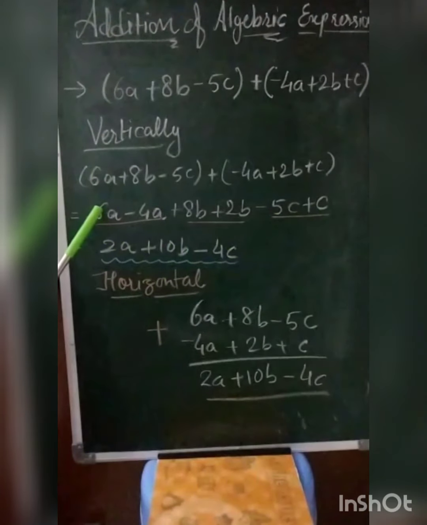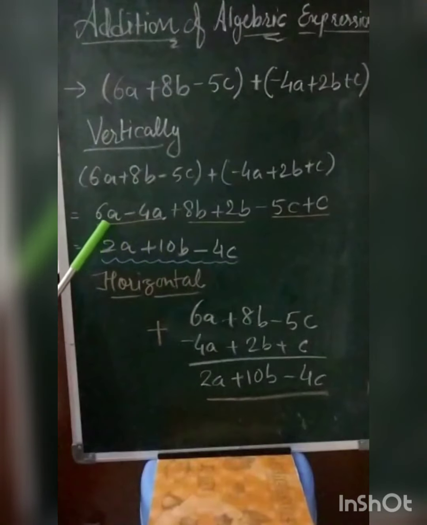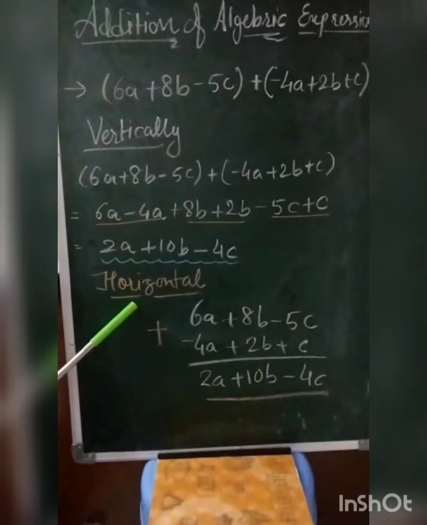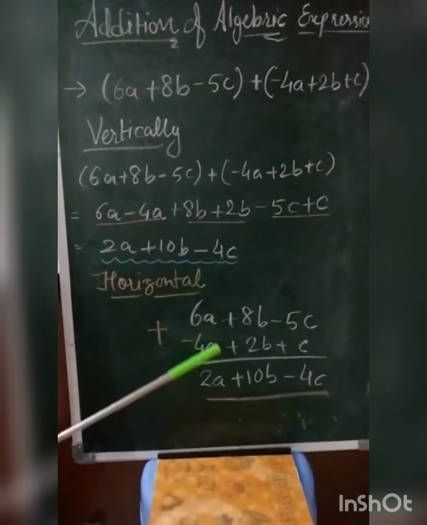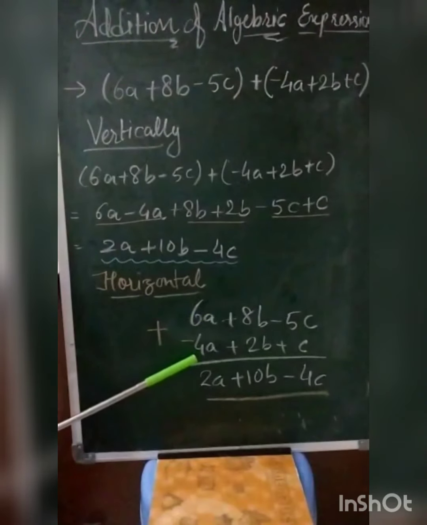So this is the way to do it vertically. Firstly, we have to arrange the terms as like terms together, and then we have to find out the answer of those like terms. If we are doing it horizontally, then we have to place them one after one, but remember, whenever we are placing the terms, it should be like terms after the like terms.